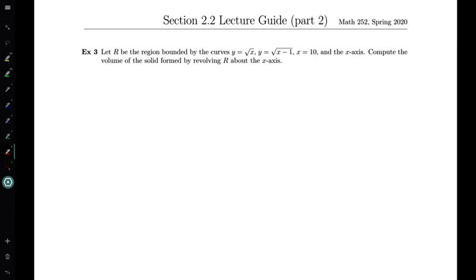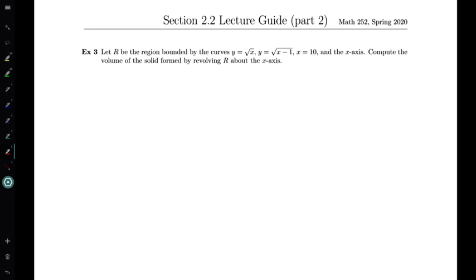So in the first half of part 2 of this section, we looked at the disk method, which was a particular example of the method of slicing which we had been using to compute some volumes. And now what we want to do is generalize and improve upon the disk method a little bit. We're going to start off by looking at the region R, bounded by the curves y equals root x, y equals root x minus 1, x equals 10, and the x-axis. Compute the volume of the solid formed by revolving R about the x-axis.